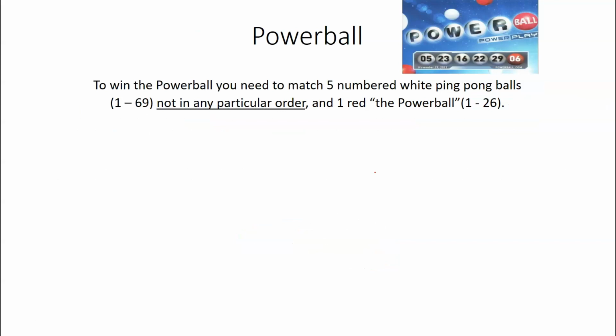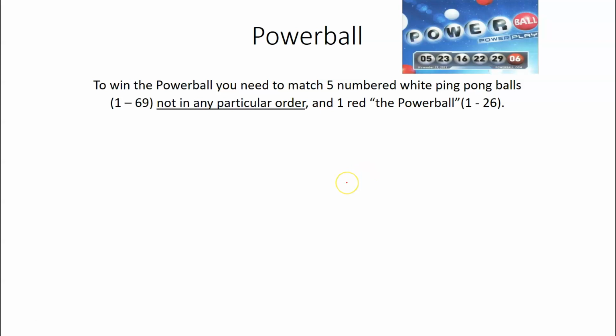Let's take a look at this one. To win the Powerball, you need to match 5 numbered white ping pong balls. They go from 1 to 69, in no particular order, so you should already have an idea of where I'm going to go with this. And then there's 1 red ball. That's the Powerball. Those are numbered anywhere from 1 to 26.